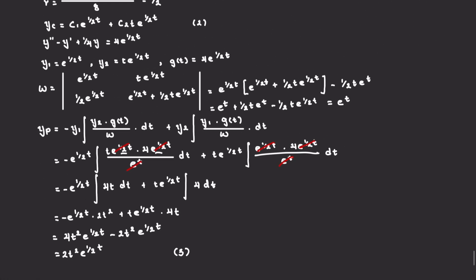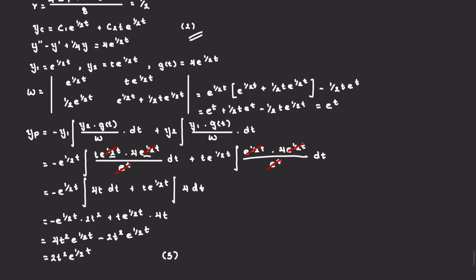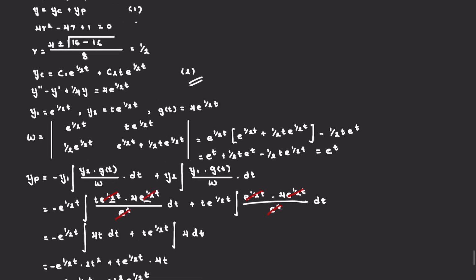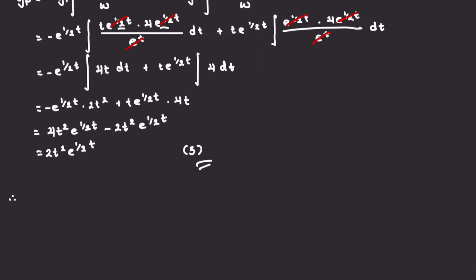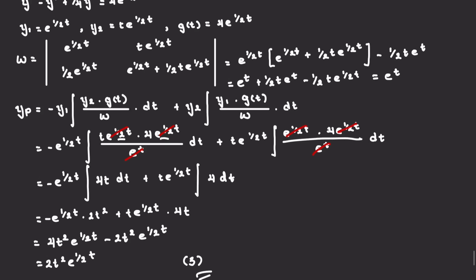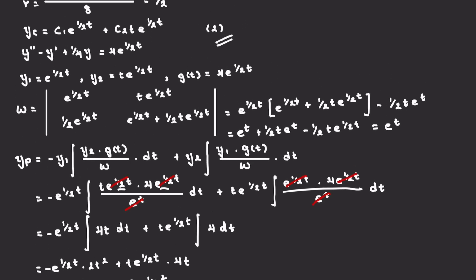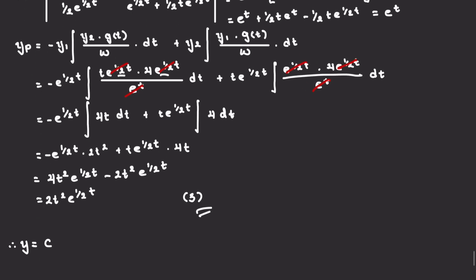We just need to plug in our solution to the homogeneous part and non-homogeneous part back into our superposition principle, as what we did in the previous problem. So we have here y. Our final solution will be y is equal to the homogeneous part, which is c1 e to the 1 over 2t plus c2 t e to the 1 over 2t, plus our solution for the non-homogeneous part, which is 2t squared e to the 1 over 2t.